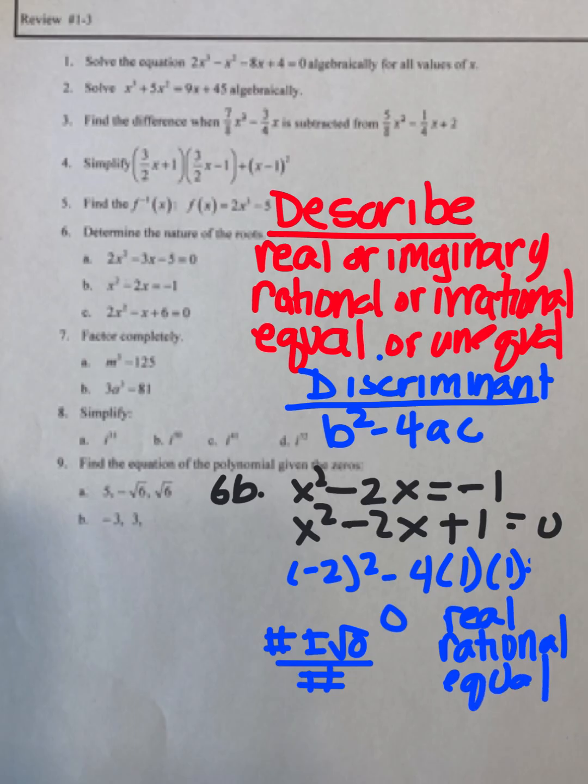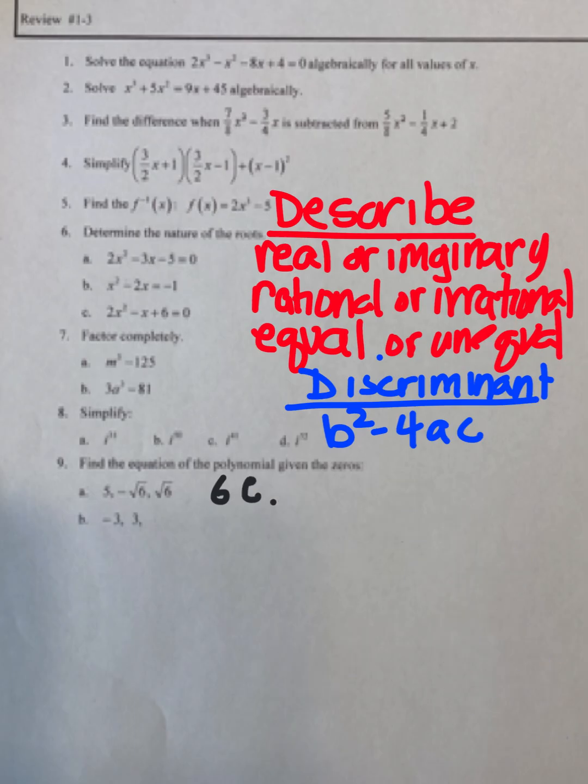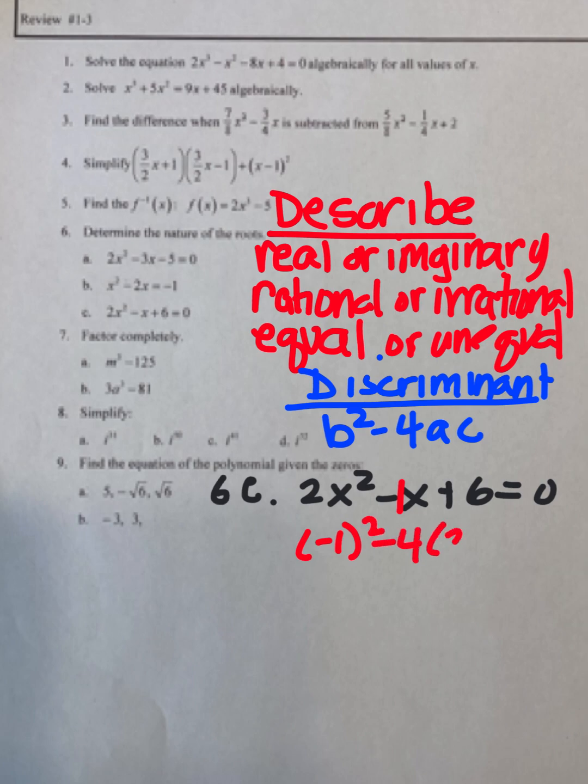All right, so let's take a look at 6c. Okay, so 6c is 2x squared minus x plus 6 equals 0. I notice it's equal to 0, which is good. That's what I want. So I'm going to do b squared, that's negative 1, because this isn't 1 here, squared minus 4 times a times c, which is 6. So plug that in the calculator, we get negative 47.